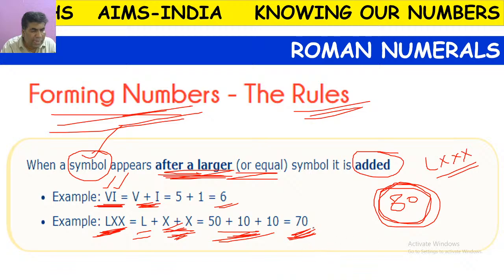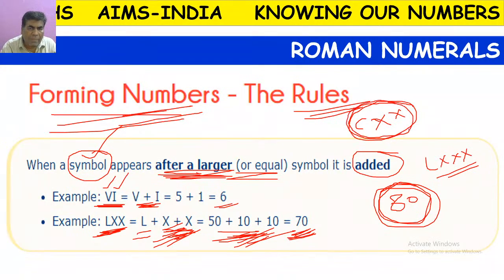Somebody is telling CXX. It is wrong because addition can be done many times, but subtraction cannot be done many times. That is wrong. Okay.